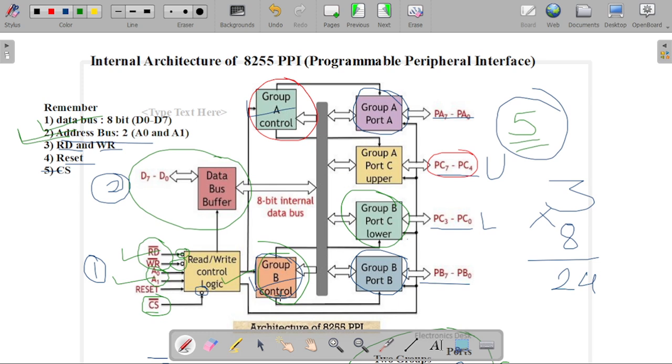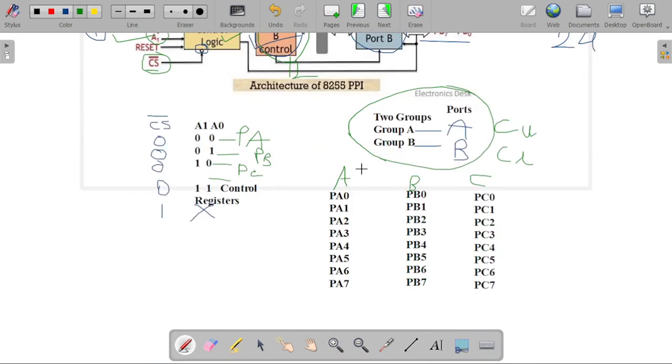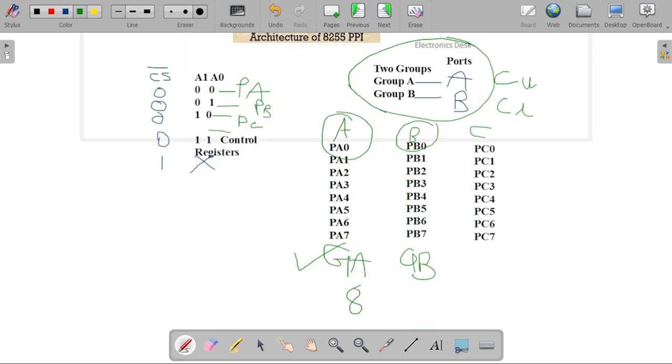These are included in group A as well as group B. Whenever we consider group A and group B, each group has 12 pins. How can we consider these 12 pins? You can see here, the port A pins are considered in group A, and port B pins are considered in group B. So 8 pins are already covered from port A and port B respectively.